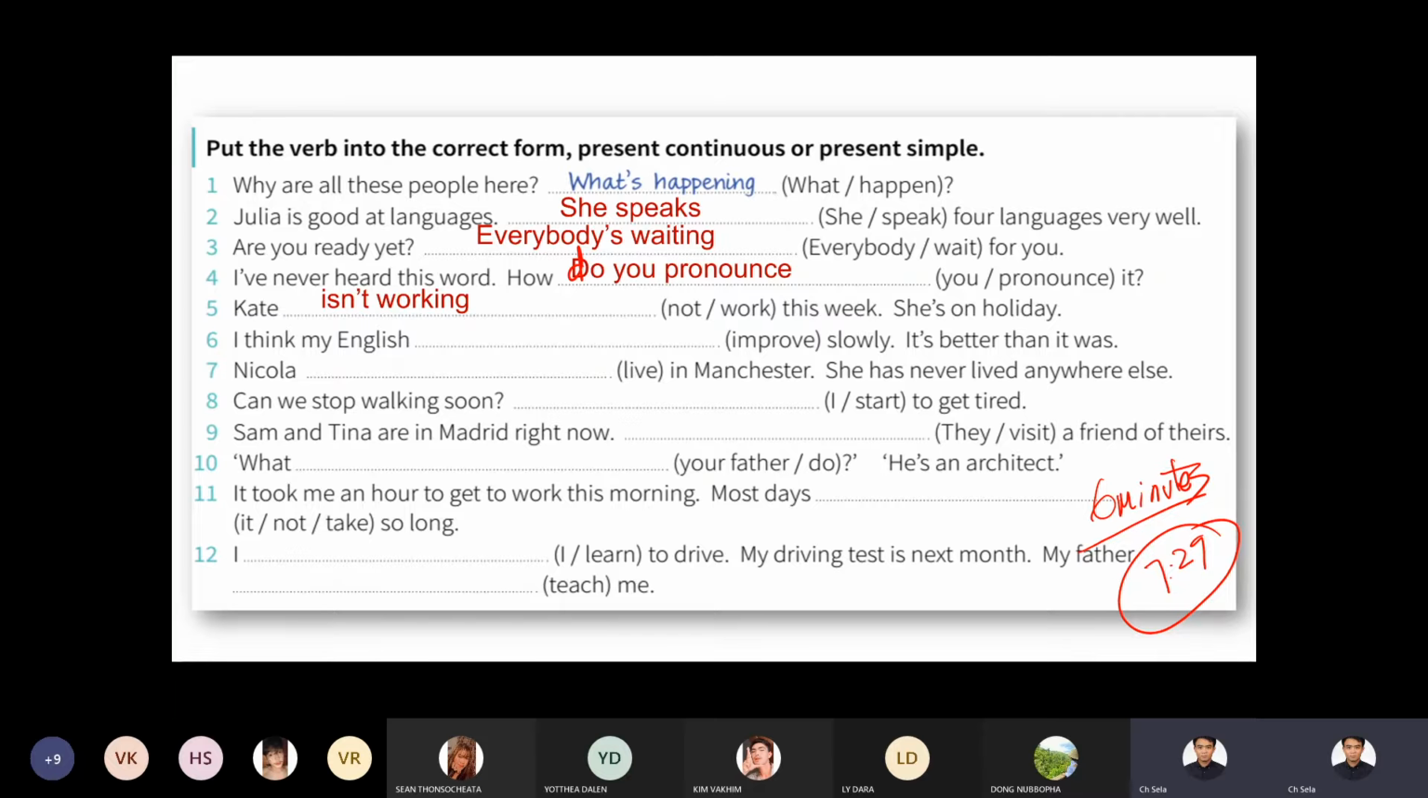Number 6, I would like to call Panya. I think my English is improving slowly. It's better than it was. Okay, thank you very much. Something just changed. So I think my English is improving slowly. It's better than it was. Okay, thank you very much. Number 7, Supanai.